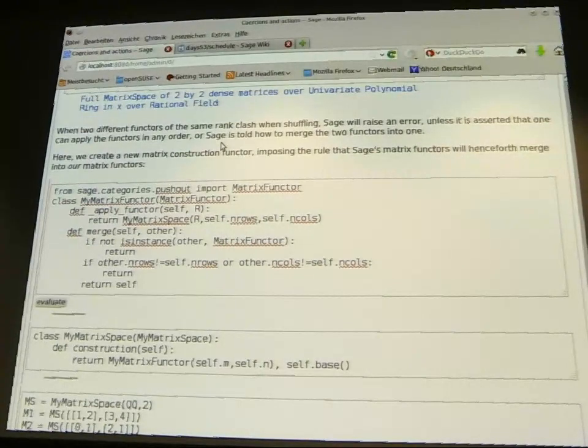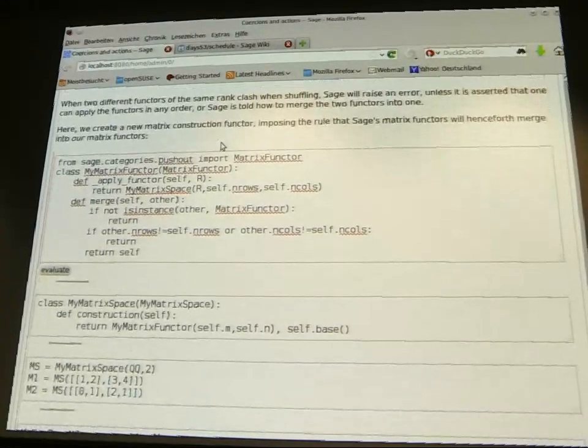And this is a situation that typically occurs if you have two implementations of the same arithmetic structure. You have one functor for the one implementation, another functor for the other implementation. These functors are, of course, different because they yield different implementations, but they should have the same rank. And then the merge of these two functors should be some default implementation of this arithmetic structure. So we do this here. We create our own matrix functor. We inherit from the existing matrix functor. In other words, we have the same rank.